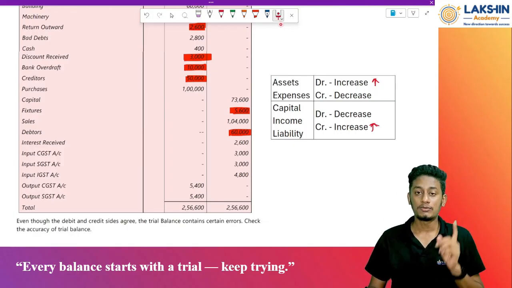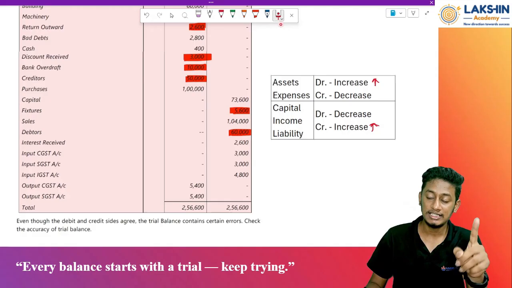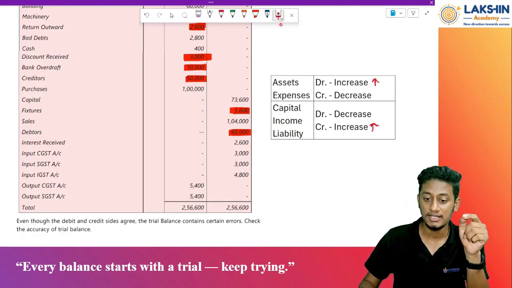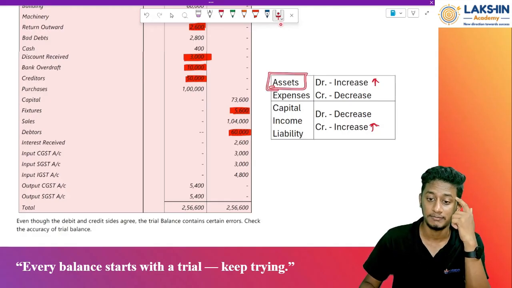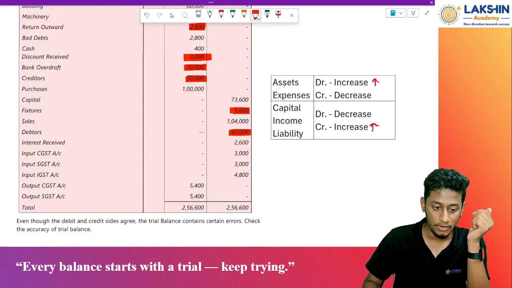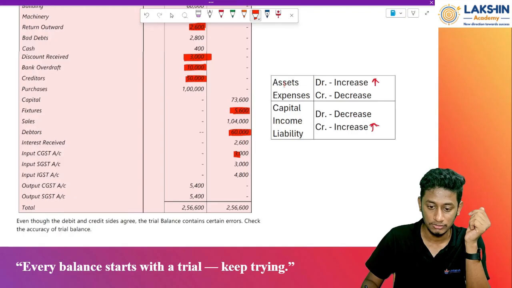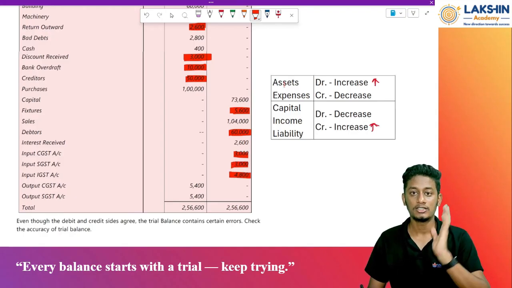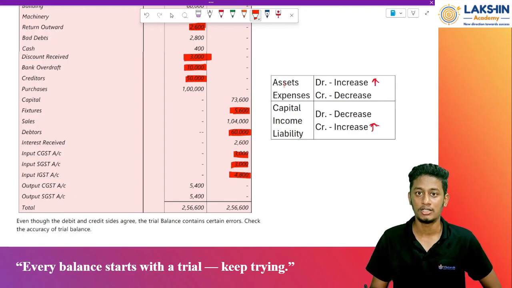So by this, what can we understand? The ITC, or the input tax credit, is my asset. Is my asset. So asset increase, debit. But what have they done? For all the inputs they have taken on the credit side. So all the input credits are on the wrong side. Take it on the debit side.